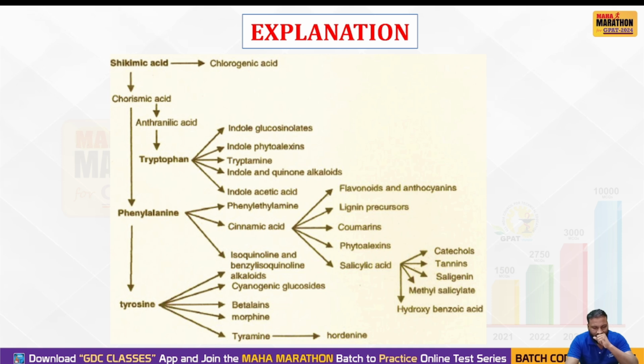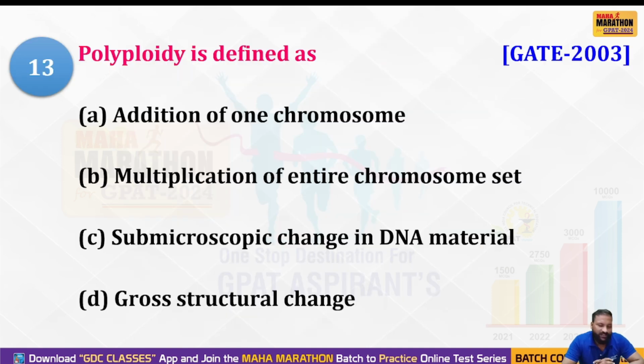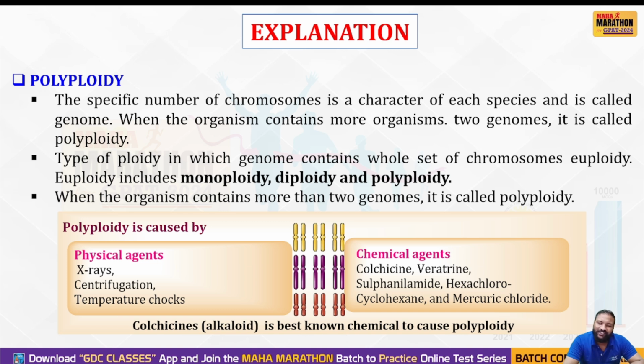Clear? Yes. Next question in this GPAT test: polyploid is defined as... We know that in GATE 2003 this question was asked. Polyploidy means addition of one chromosome, or multiplication of entire chromosome set, or submicroscopic change in DNA material, or gross structural change. Which one is the right option? Yes, multiplication of entire chromosome set is the right option for this question, because a polyploid is nothing but multiplication of a set of chromosomes.